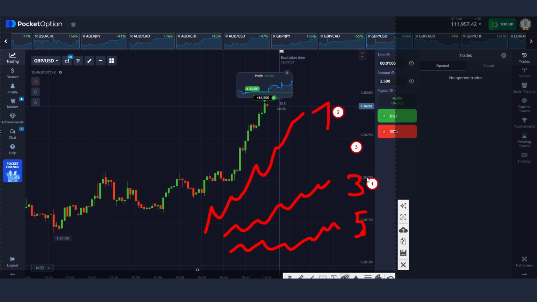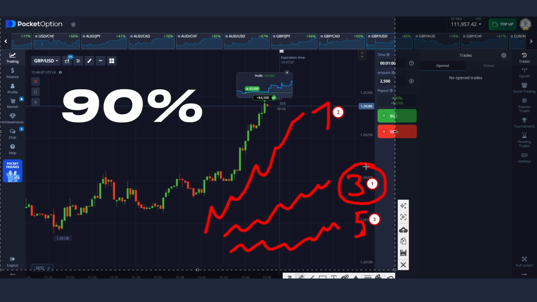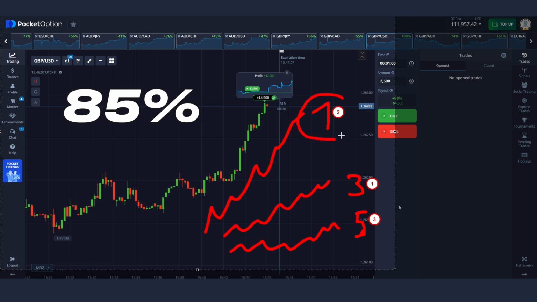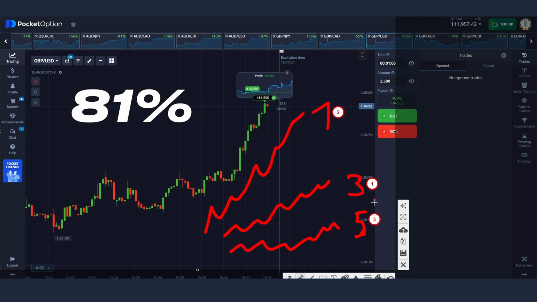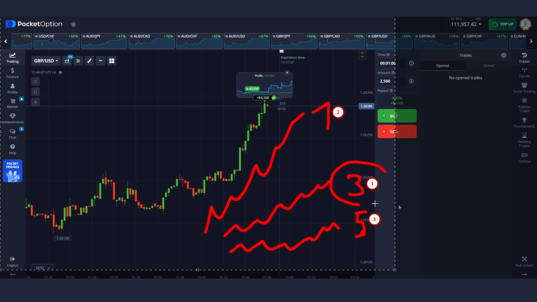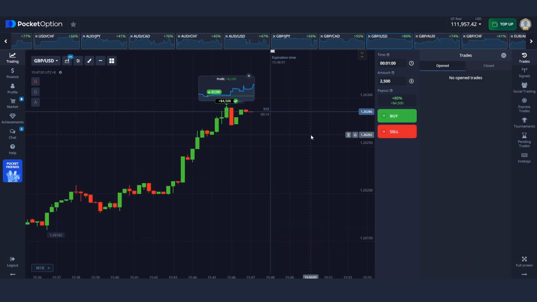In second place is 1 minute per trade, and in third place is 5 minutes. This is if we are talking about percentages, about statistics. 3 minutes almost reaches 90% positive trades. 1 minute is about 85%, and 5 minutes is 81%. These are all good percentages, but still, the safest is 3 minutes. In general, now you know the best time to work with the booster bot.